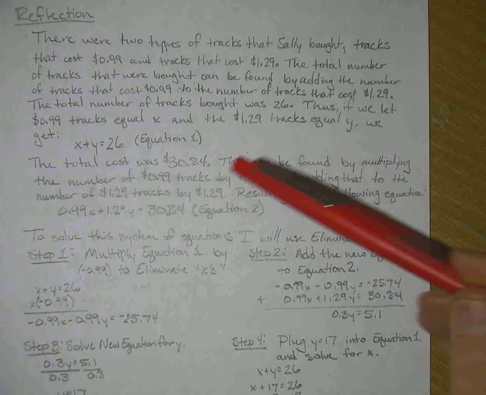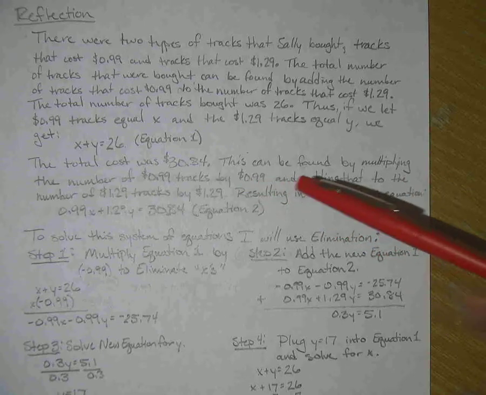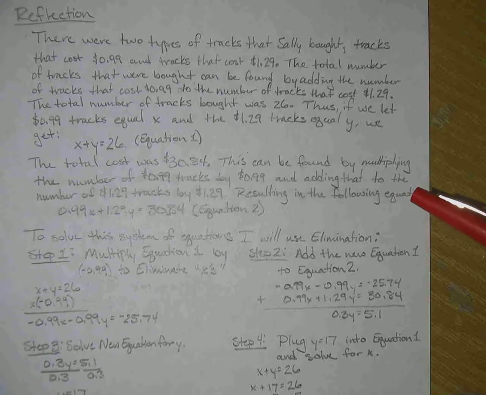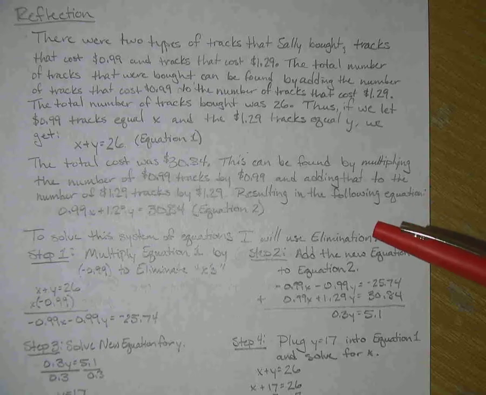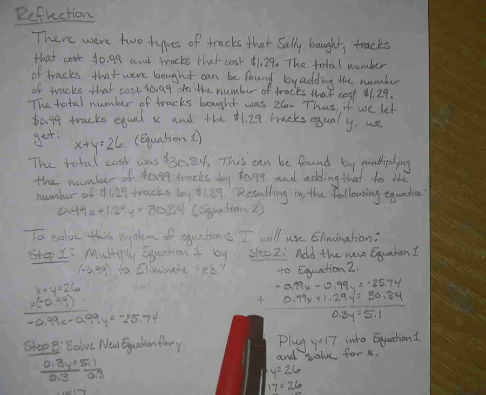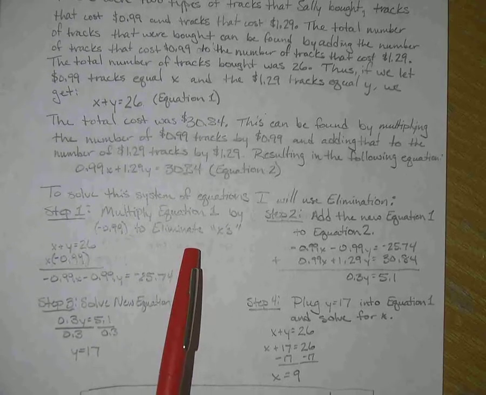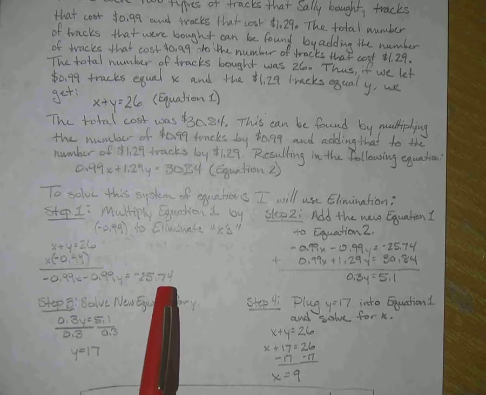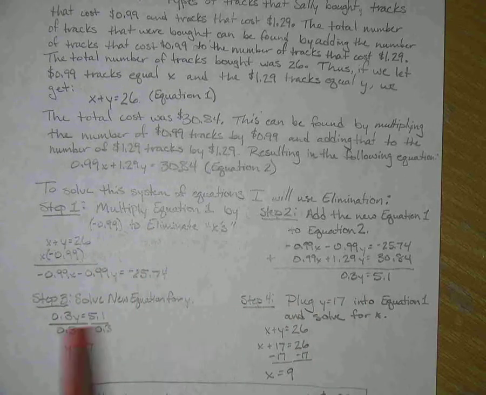Okay, so the total cost was $30.84. This can be found by multiplying the number of 99-cent tracks by 99 and adding that to the number of 129 tracks by 129, resulting in the equation 2. And then if you notice, I talk again about what I'm going to do. This time I'm going to use elimination, okay? And I tell you that I multiply that equation 1 by something in order to get it set up to eliminate, okay? And using the step numbers kind of helps the flow of the problem.